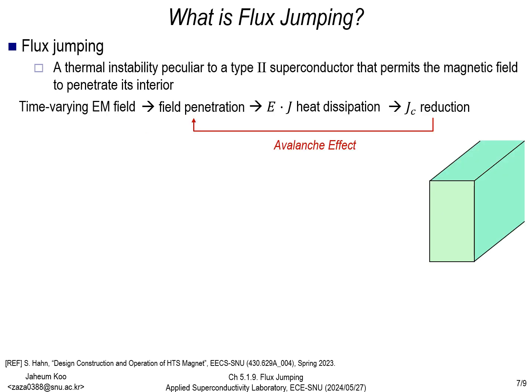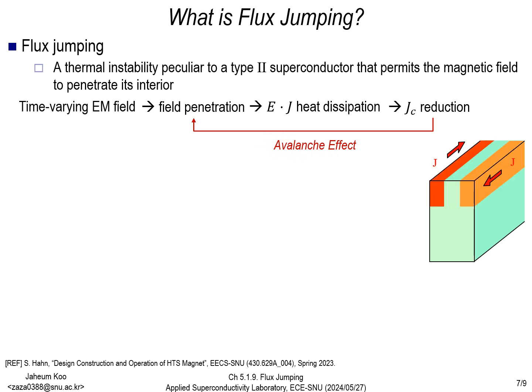Flux jumping should not be simplistically understood as just a phenomenon where heat is generated and critical current decreases. When flux jumping occurs, it leads to a thermal instability that perpetuates a vicious cycle. This continuous sequence of events can trigger an avalanche effect.